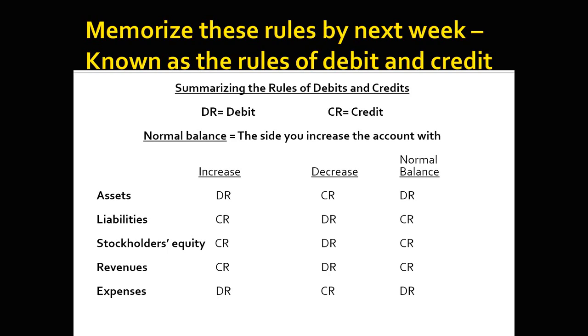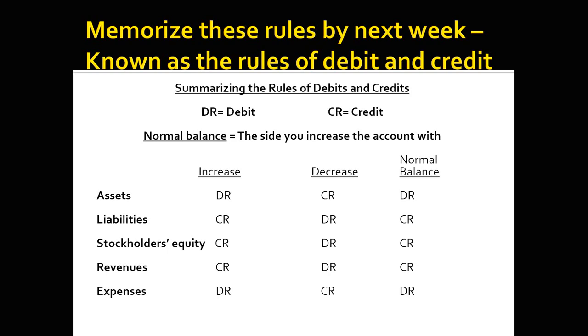Assets. When you decrease, so the opposite, you will credit. Okay, let's test liabilities. Whenever you increase any liability, you will credit. The normal balance is a credit. The other side, when you decrease, is a debit. Stockholders' equity. When you increase, you will credit. The normal balance is a credit. When you decrease stockholders' equity, you will debit. Okay, so please jot down all of these.